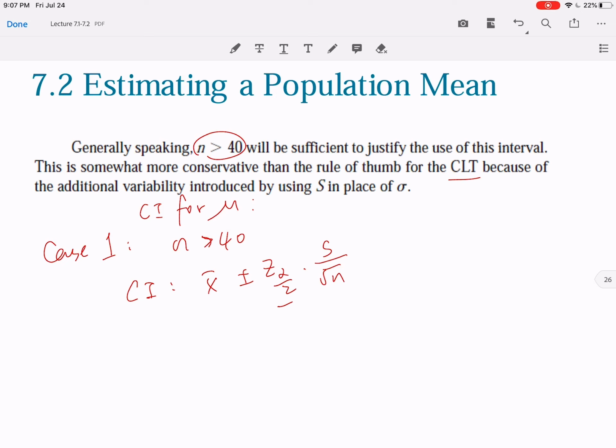Okay, so basically, if you read the question and you see, okay, you are constructing the confidence interval for the population mean, and we know n is greater than 40, so you just apply this formula here. Okay, we just apply this formula here. And then case 2, n is less than or equal to 40.